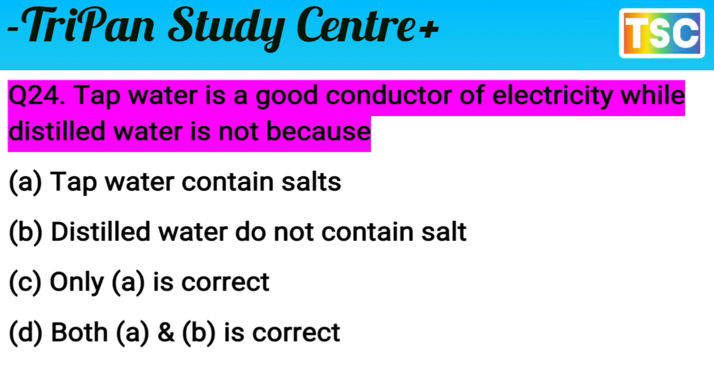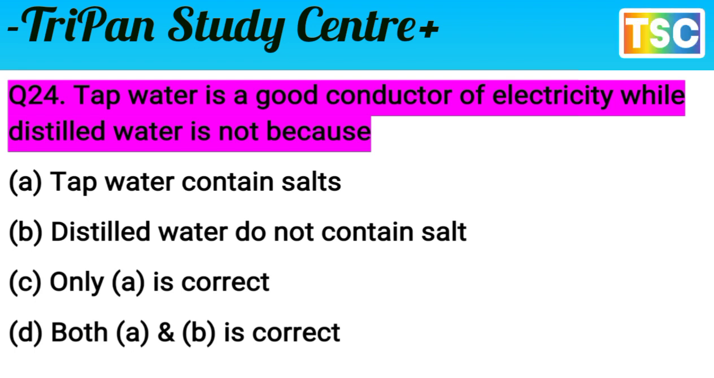The options: C, only A is correct, D, both A and B are correct. You know that question is very interesting. Distilled water does not contain salt, but tap water contains salt. When you drink water, there is salt in it, and distilled water does not contain salt. So option A is correct here.